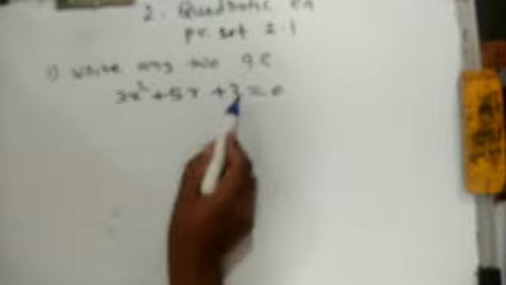Here, what is the question? Write any two quadratic equations. Any two quadratic equations. Therefore, you can write, this is open-ended. Therefore, we can write 3x square plus 5x plus 2 is equal to 0. In this, x is any variable. The maximum index is 2.